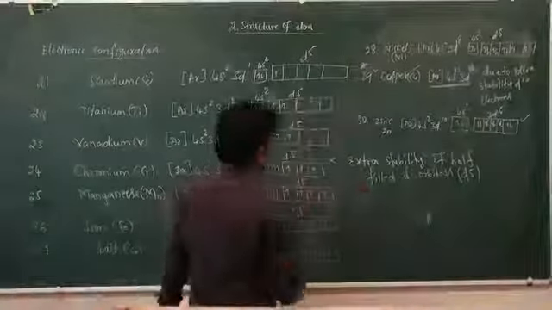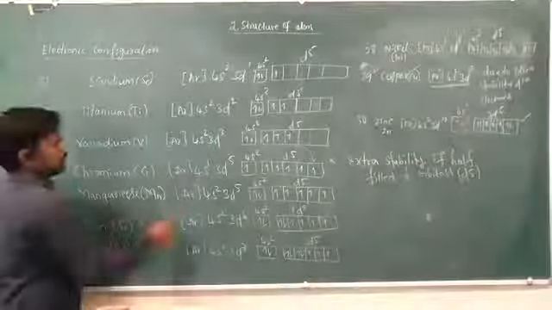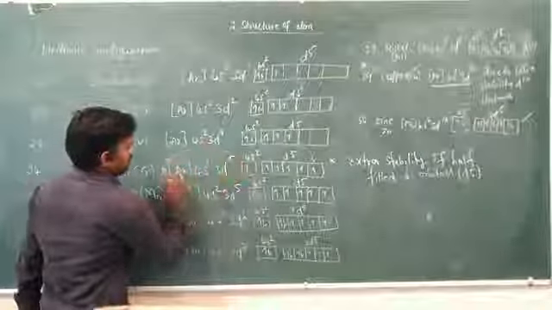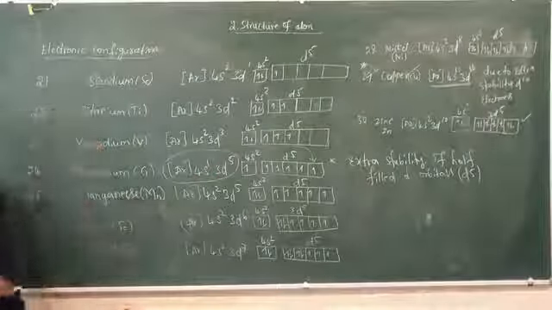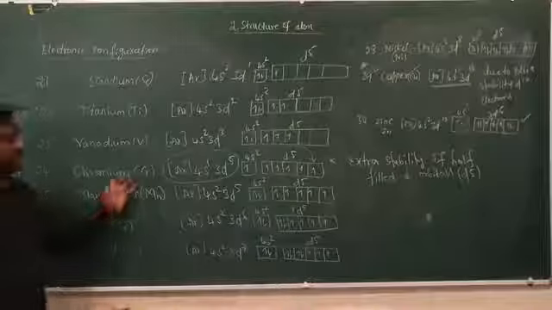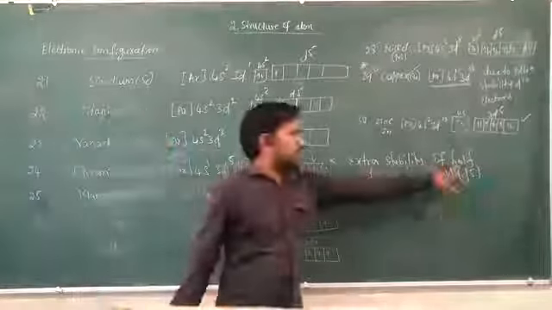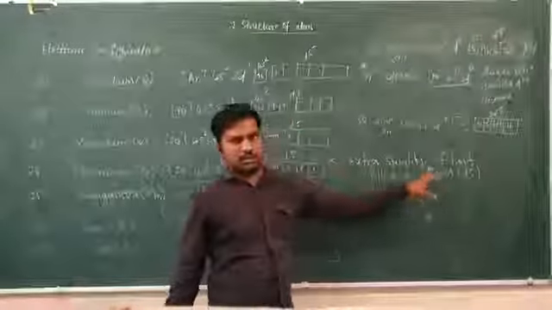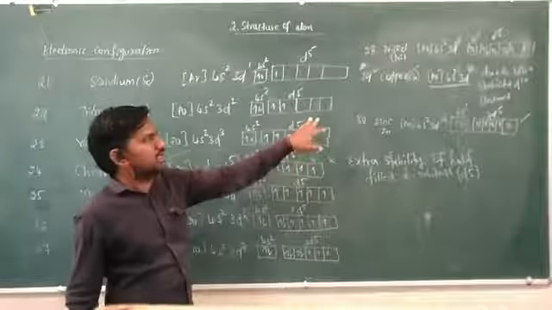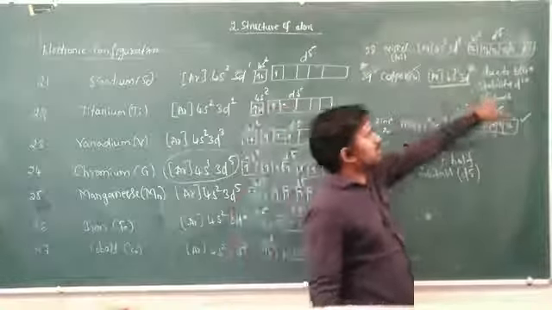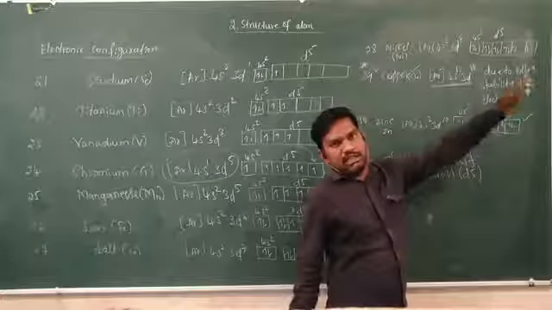These two are important. Why chromium? Because of the extra stability, as it contains completely half-filled d orbitals. Why does copper have extra stability? Due to the presence of completely filled d10 orbitals.